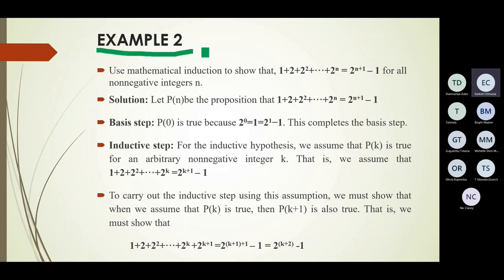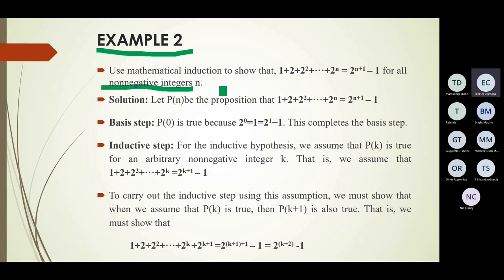We've got this example, example 2, where we have to use the mathematical induction to show that 1 plus 2 plus 2 squared plus up to 2 to the power n is always equal to 2 to the power n plus 1 minus 1 for all non-negative integers of n. You need to take care of these keywords, non-negative integers of n, which means our n will be from 0, 1, 2, 3 going upwards, because we are talking of non-negative integers of n.